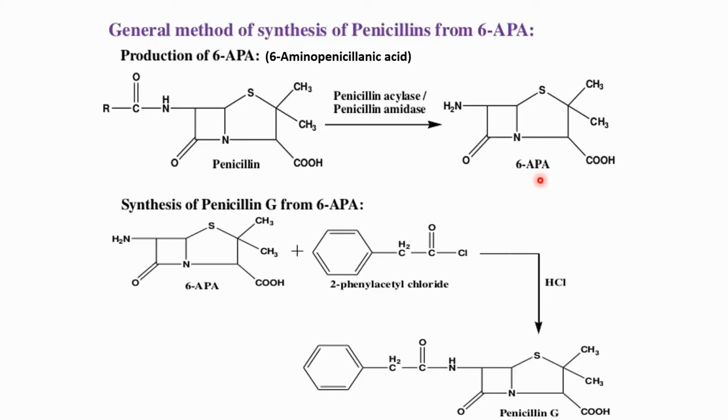Next is the synthesis of penicillin G from 6-aminopenicillanic acid. This is 6-aminopenicillanic acid and 2-phenylacetyl chloride. They will fuse together, one molecule of HCl will be liberated, and they form penicillin G. So in examination you can write the synthesis of penicillin G directly. It is very easy to memorize because it is a single step. Here you can see the complete synthesis on screen.